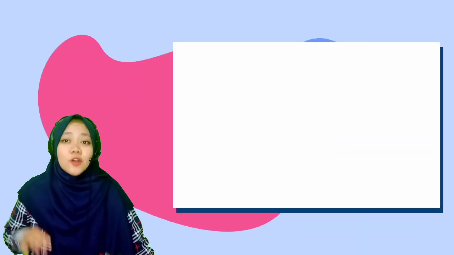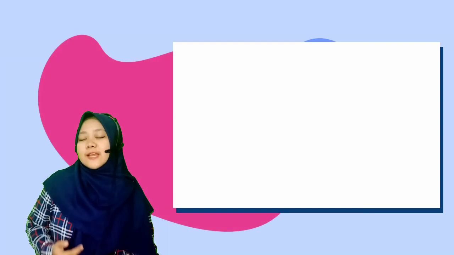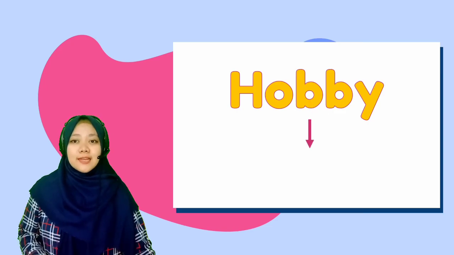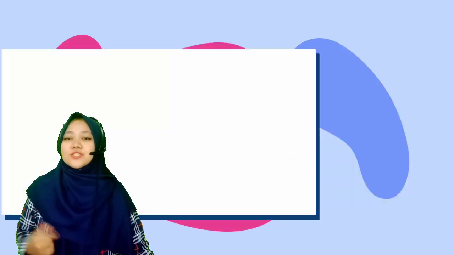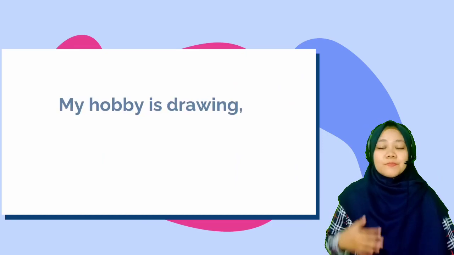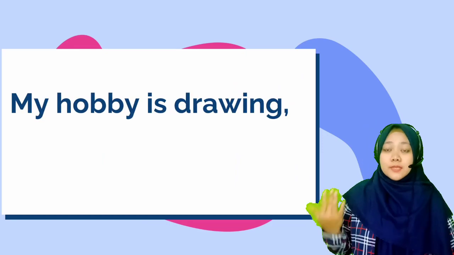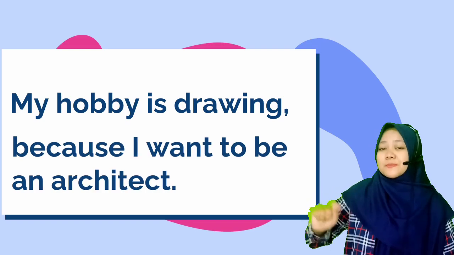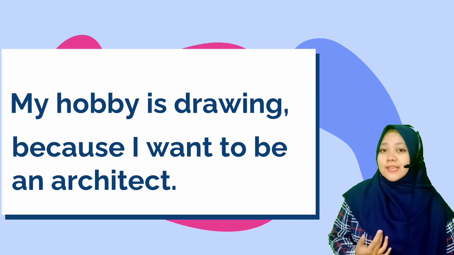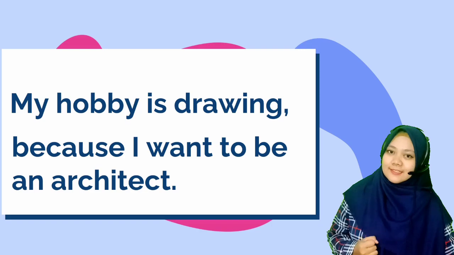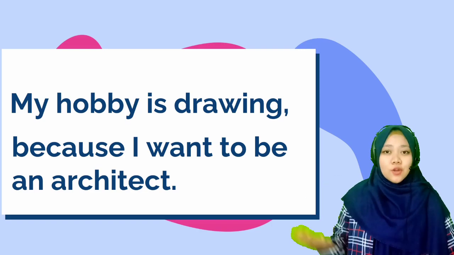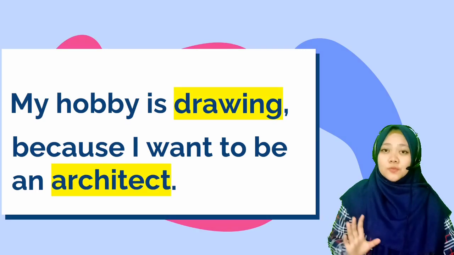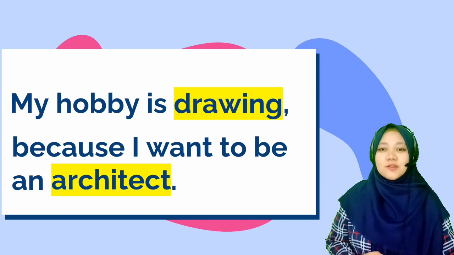If we're talking about hobbies, usually it is connected to dreams. So hobi biasanya berhubungan dengan dreams, mimpi atau cita-cita. Example, my hobby is drawing because I want to be an architect. Hobi saya adalah menggambar karena cita-cita saya ingin menjadi seorang arsitek. The hobby is drawing and the dream is architect. Hobinya menggambar, cita-citanya menjadi seorang arsitek.